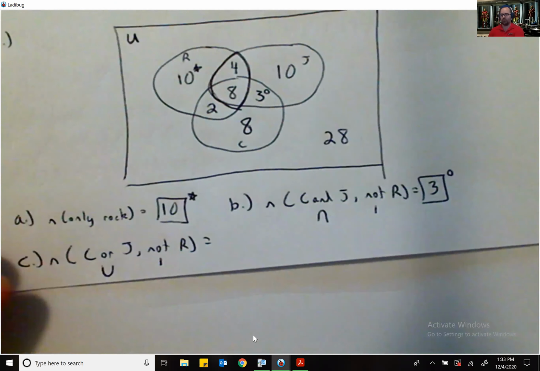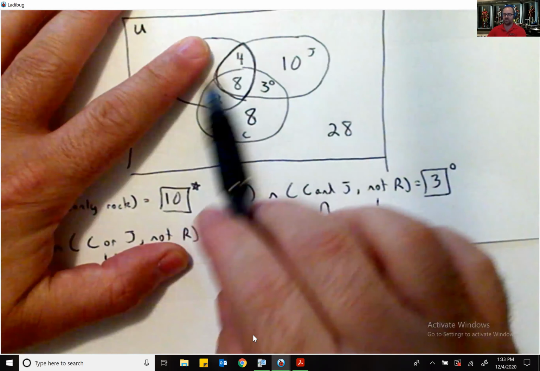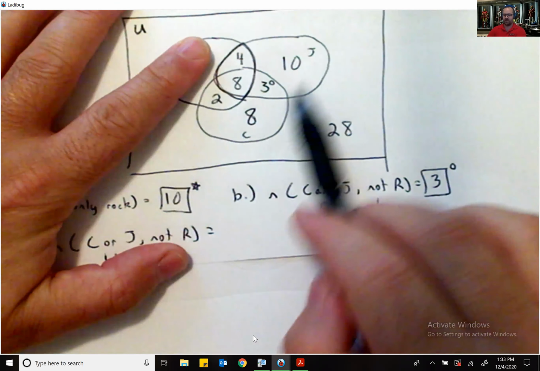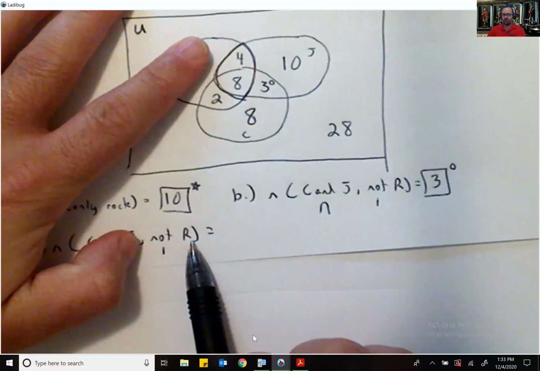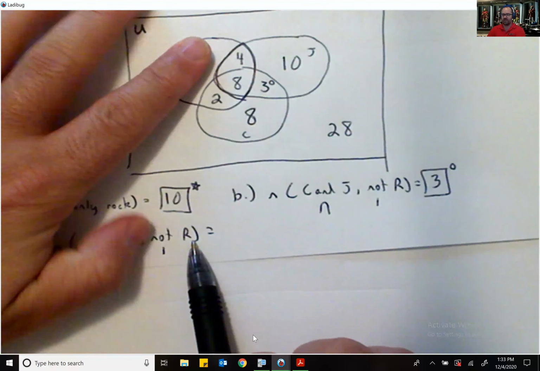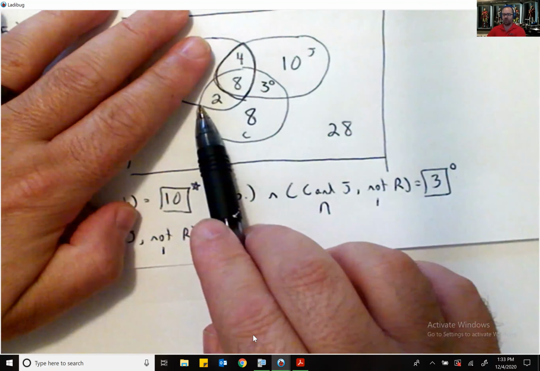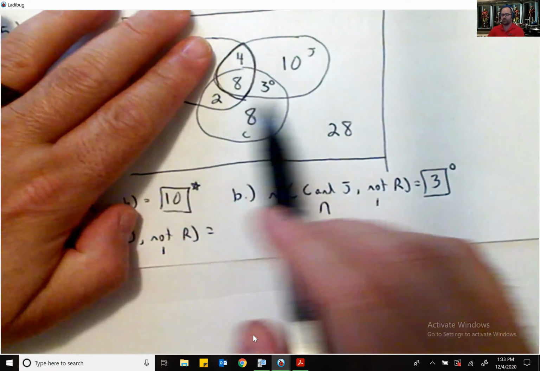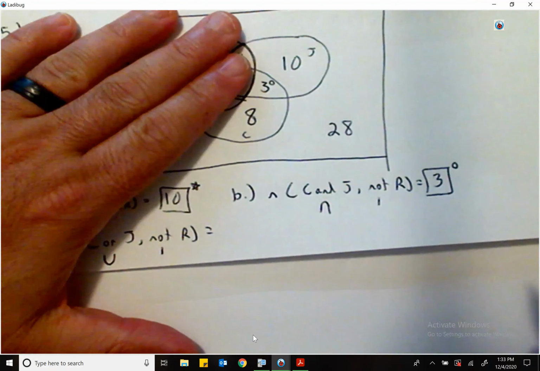So the union would be all these numbers, because these are all the numbers in jazz and classical. But we're going to kick out anybody that's in rock. So that means we're also going to take out the 4, the 8, and the 2, because these are all in rock. So there are the numbers you're only dealing with.